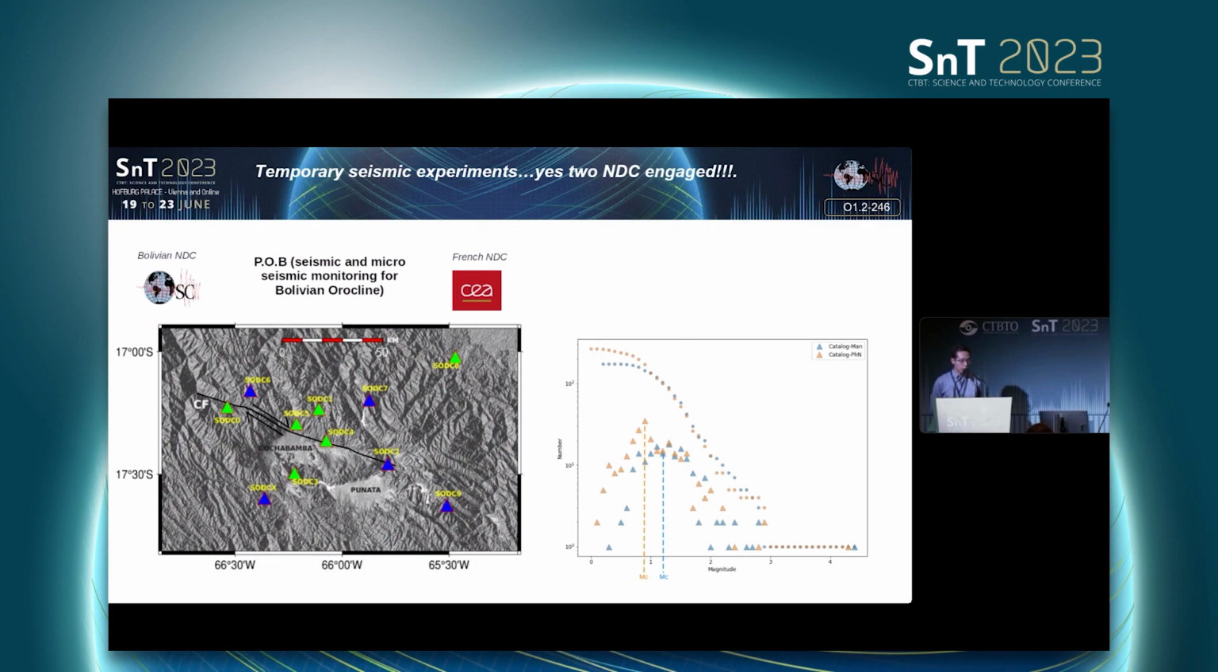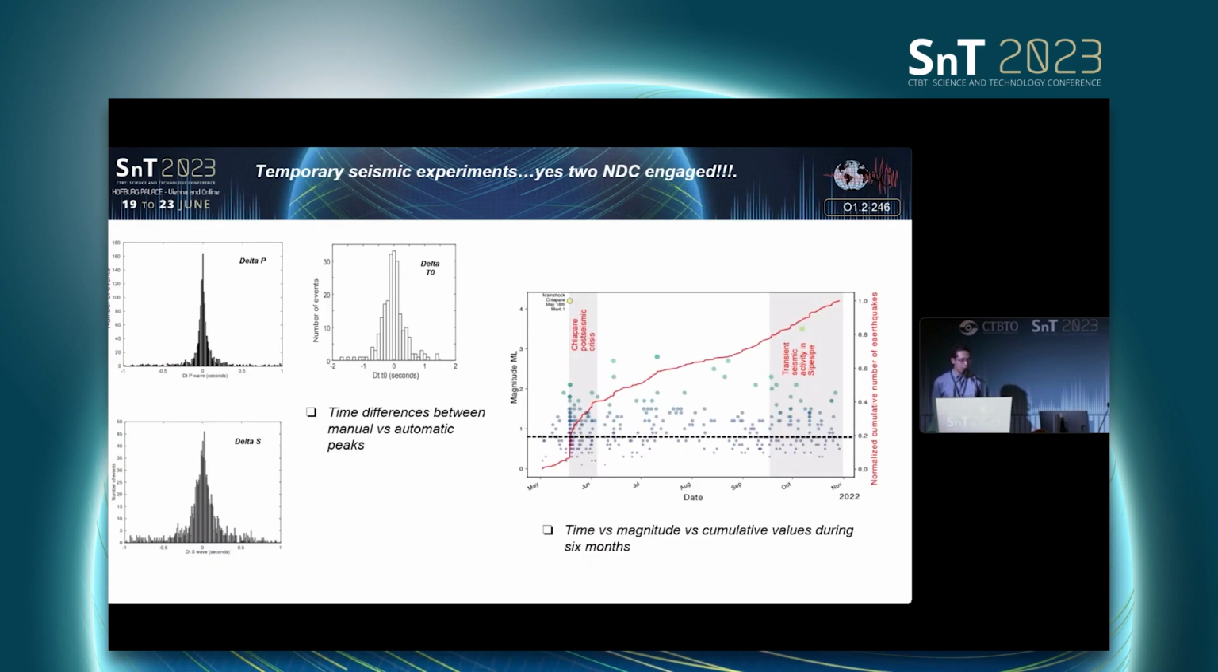You may note that with the orange triangles, we have a magnitude of completeness less than 1. Which is very positive, because we can corroborate and confirm that we can have low magnitude earthquakes within this region, which is very important.